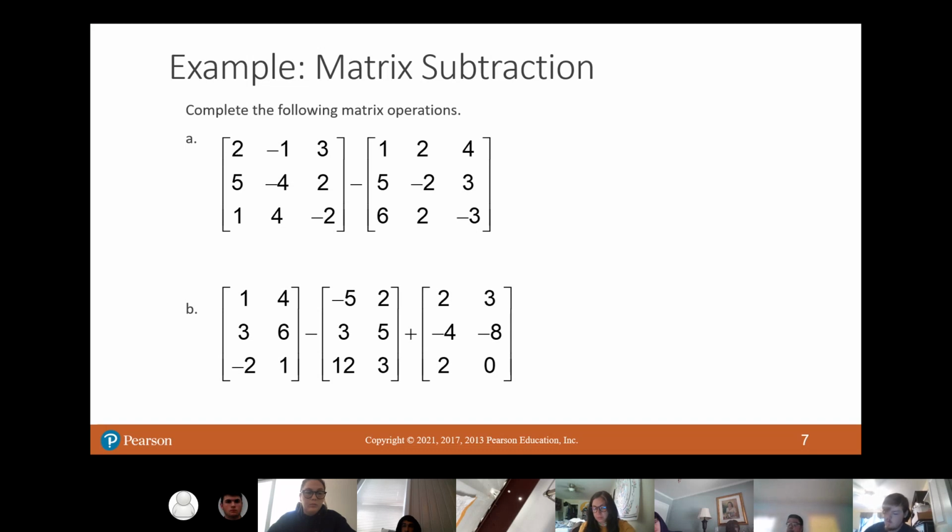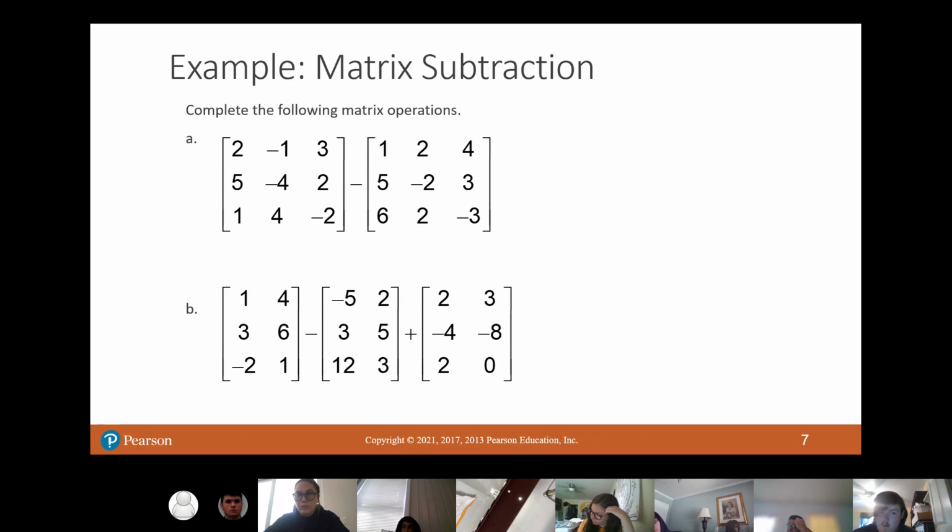And for this one: 2 minus 1, -1 minus 2, 3 minus 4, 5 minus 5, -4 minus a -2, 2 minus 3, 1 minus 6, 4 minus 2, and -2 minus a -3.